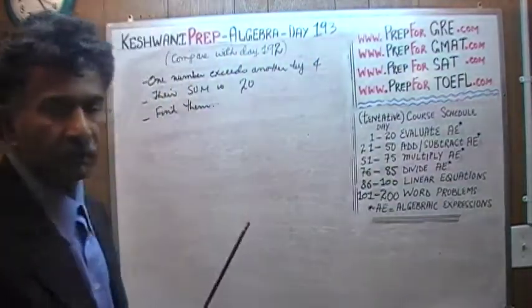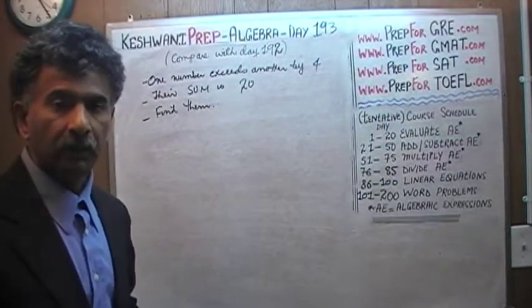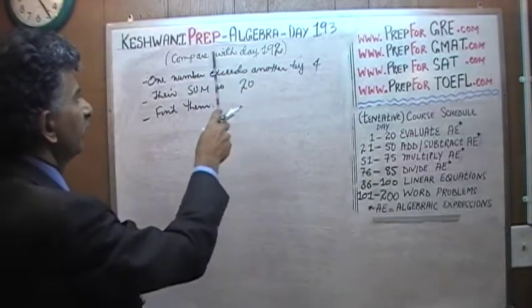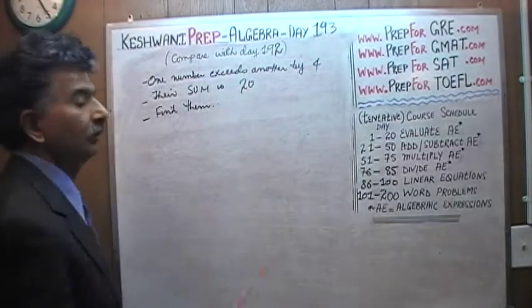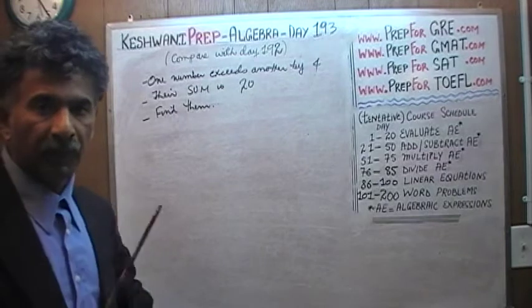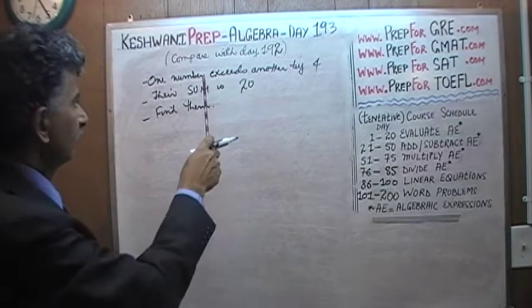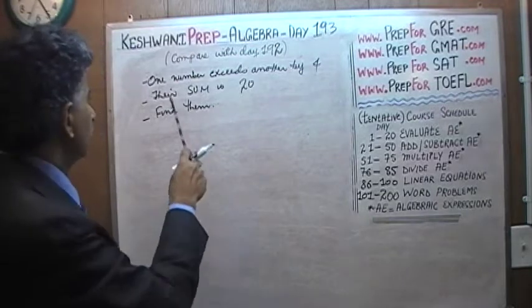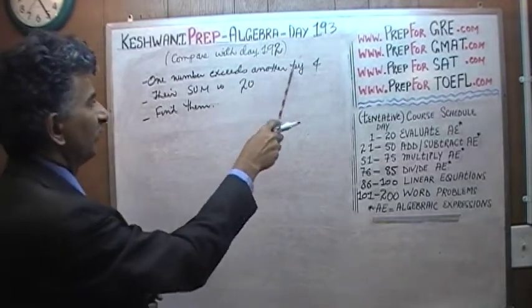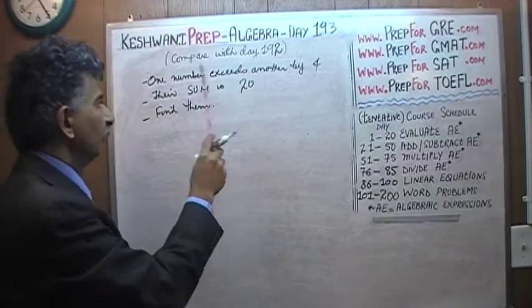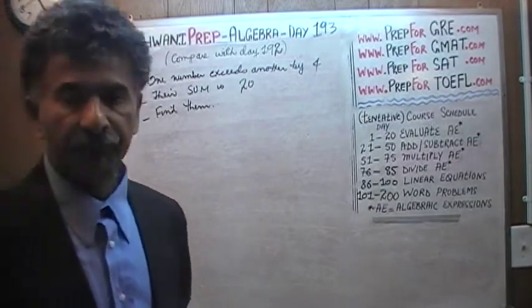I want you to compare the work that we are about to do for today with the work that we did yesterday, on day 192. The problem from yesterday is still on the blackboard. It says one number exceeds another by 4. Their sum is 20. The question was, what are the numbers?